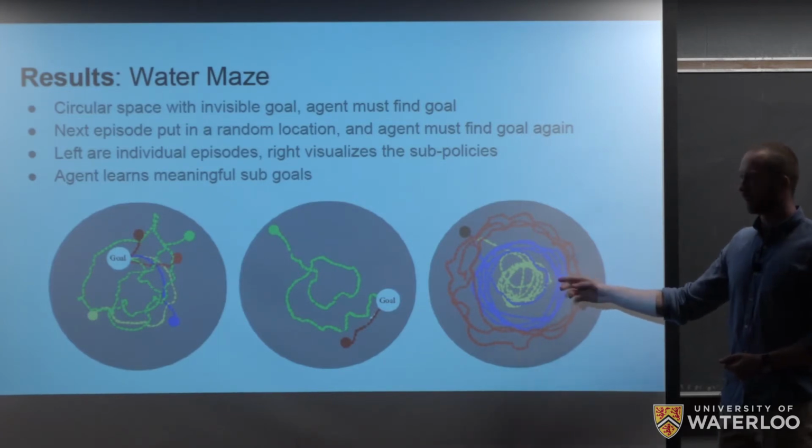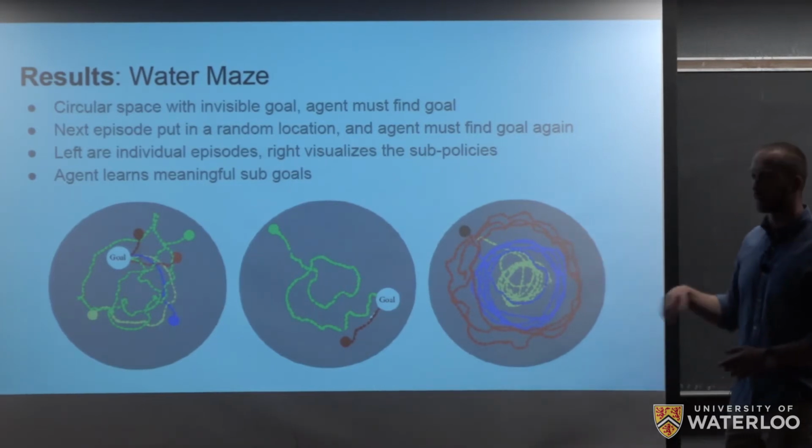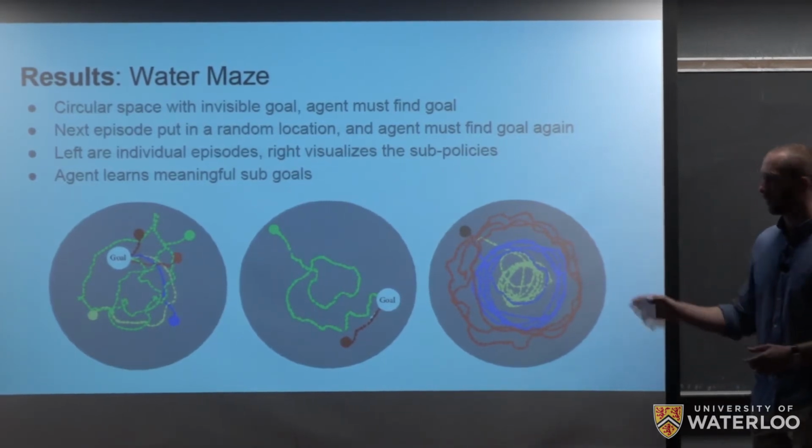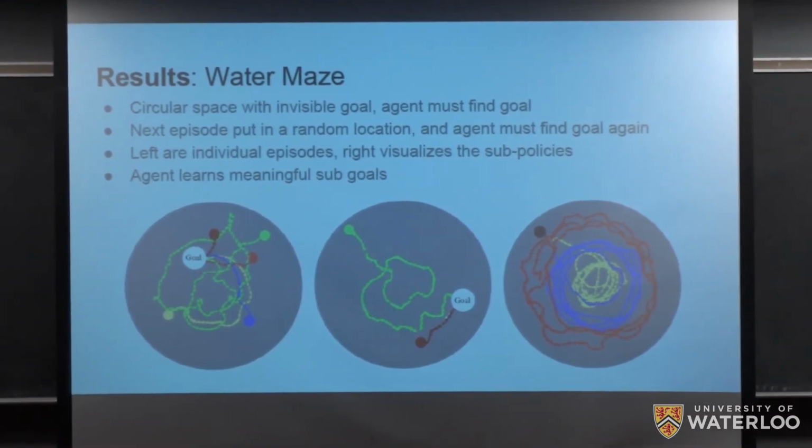FeUdal network. They're not necessarily the best sub-goals. There's nothing that says that going around in a circle like this is an ideal thing to do, but nevertheless, it does demonstrate that some kind of meaningful sub-goals are being learned.